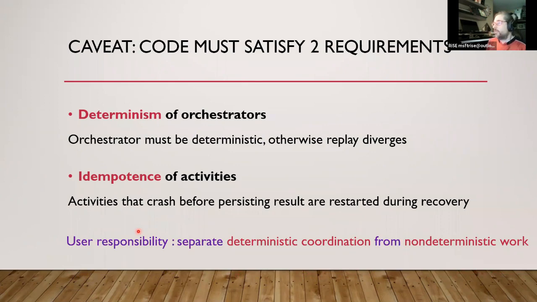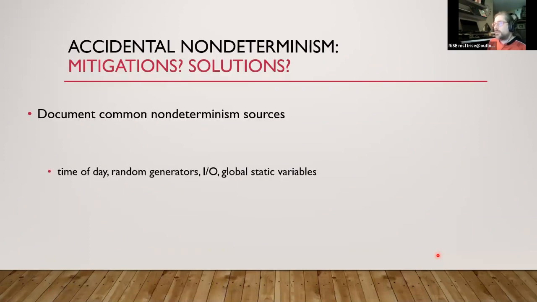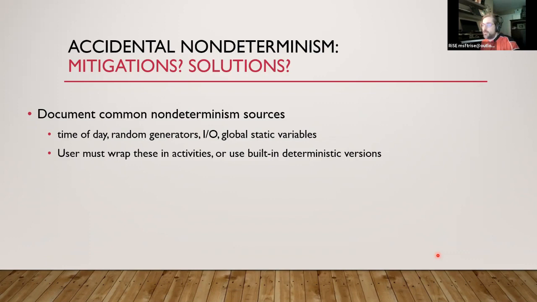So the responsibility remains with the user to correctly separate the deterministic coordination from the non-deterministic work. And I think there is some research opportunity there to maybe do better. So how do we do this today? Well, we document common pitfalls. Those would typically be time of day, random generators, I/O. If you read some arbitrary file, it's obviously not deterministic. Global static variables could be one of them also. It's not that you're not allowed to do this, but you have to either use our built-in versions that are deterministic, or wrap them in activities to record the result.